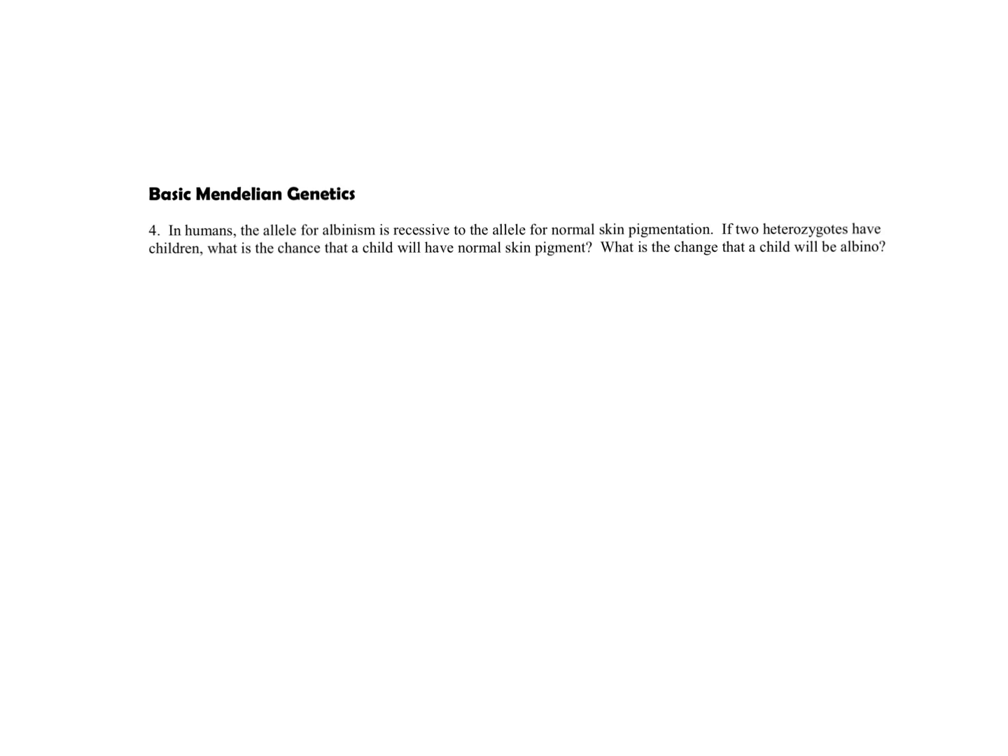So it says, in humans, the allele for albinism is recessive. So I'm going to highlight that. Albinism is recessive to the allele for normal skin pigmentation. So that must mean albinism's recessive, normal skin is dominant. If two heterozygotes have children, what is the chance that the child will have normal skin pigment? What is the chance that they will be albino?